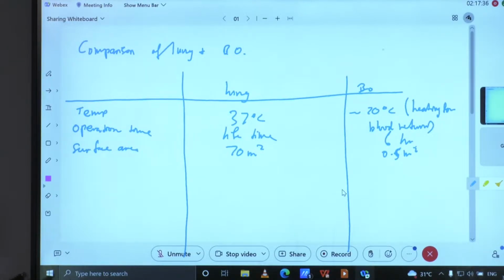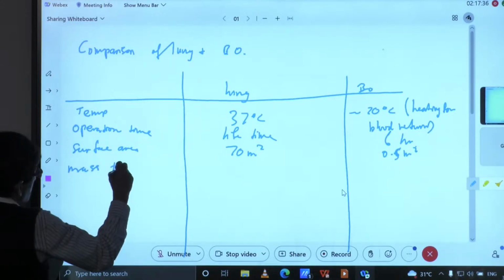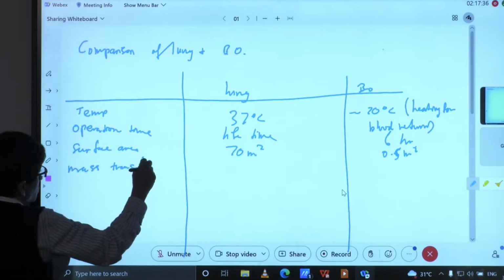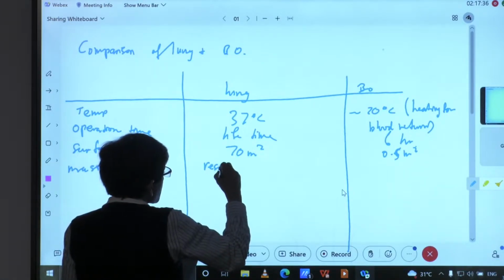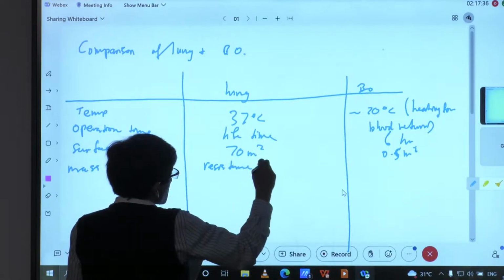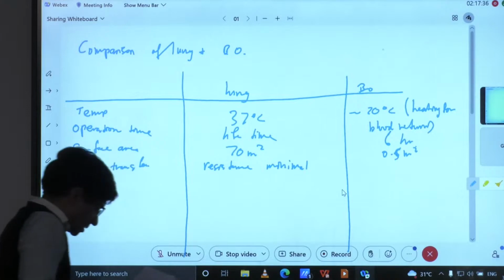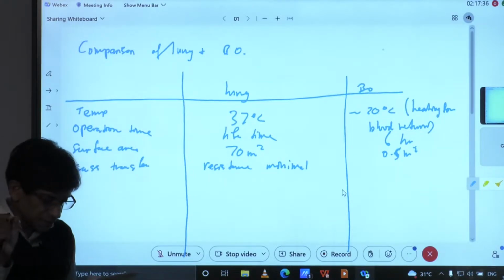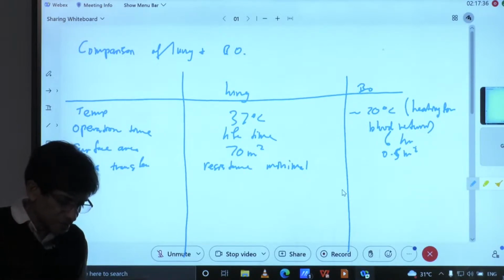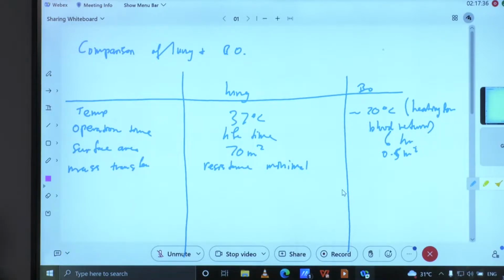On this side, when you think of mass transfer, the resistance is minimal in the lungs. Mass transfer resistance is minimal, okay? You have basically a diffusion distance that's very, very small. In a membrane, actually, the resistance is higher, okay? So that's another big difference.